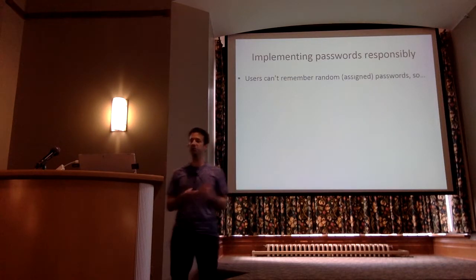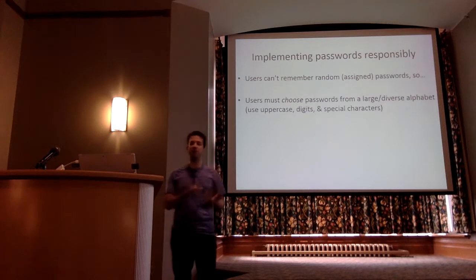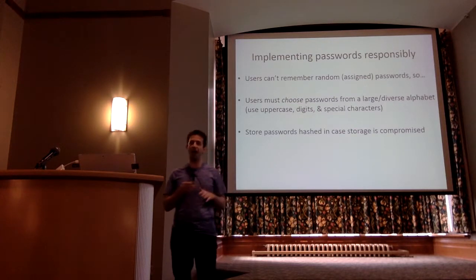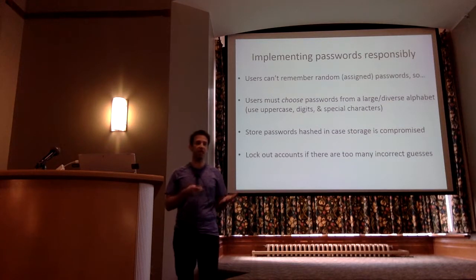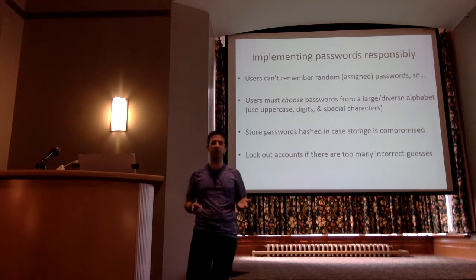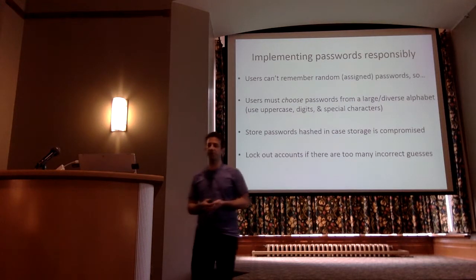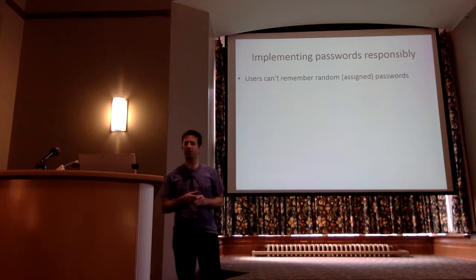First, assume users can't remember random passwords. Then, make users choose passwords that have uppercase, lowercase, and digits. Store passwords hashed. I'll get to what that really means in a minute. And if someone tries to guess the password for an account too many times, lock that account out. So these are generally the rules for implementing passwords responsibly. And let me explain them in a little bit more detail.